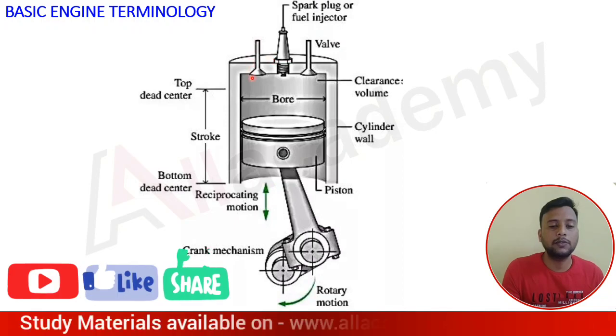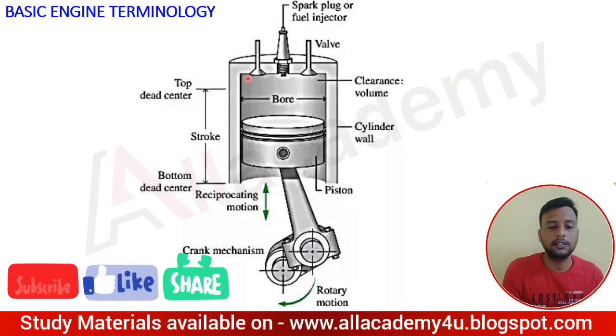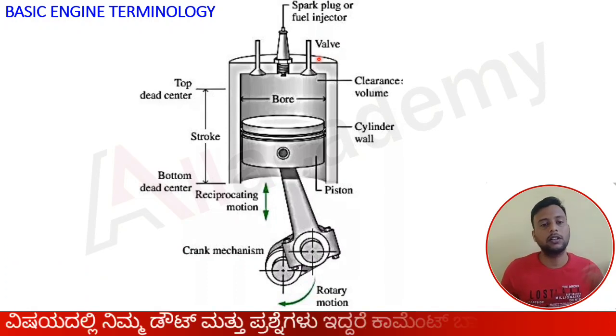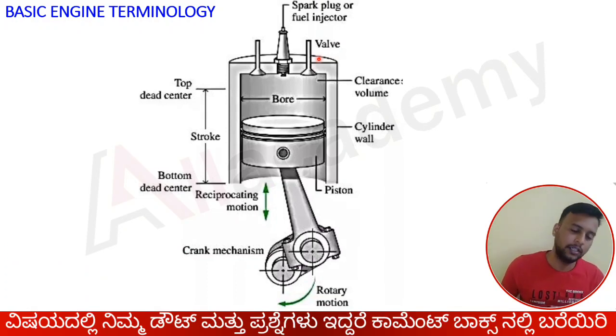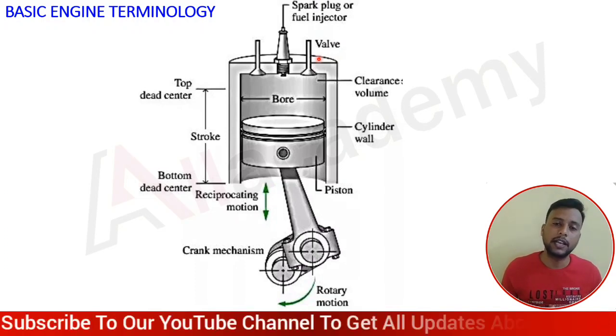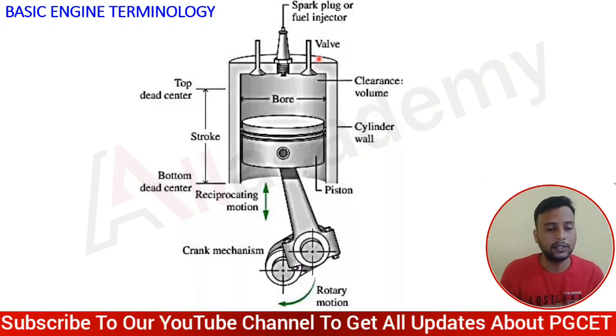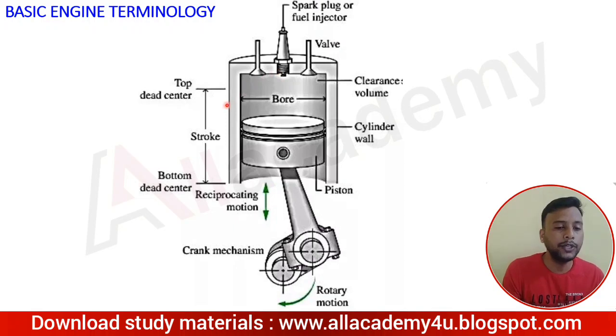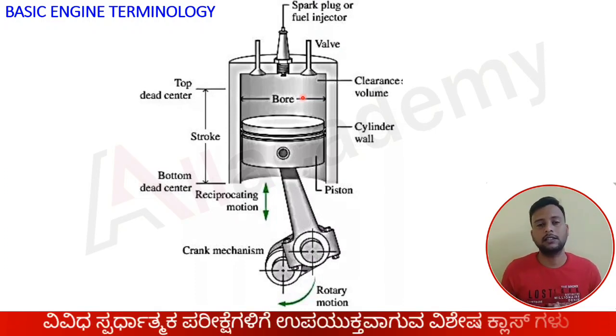Then coming to the next one, these are the valves. You can see here an inlet valve and an exhaust valve. What happens in the inlet valve? The air-fuel mixture or the air will come into the cylinder. After the combustion, the exhaust valve opens and whatever burnt gases are there will come out from the exhaust valve. Now moving to the next part, this is the bore. Whatever the inner part we are seeing, that is the bore diameter, or bore.